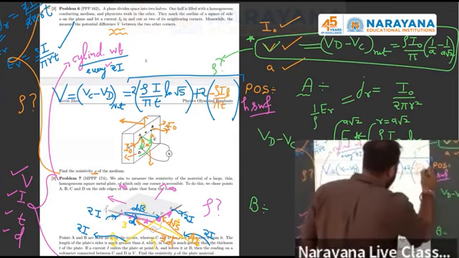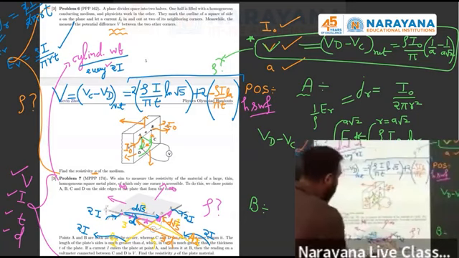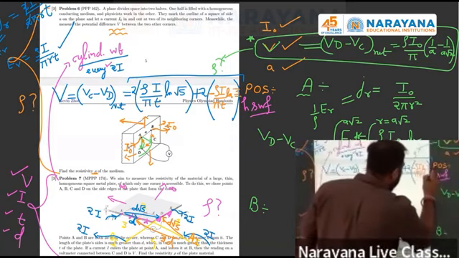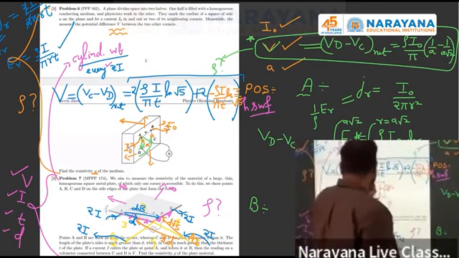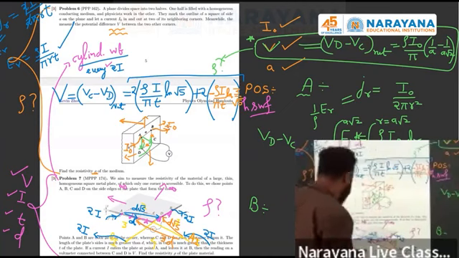It is ln of, try to understand, this is d root 5, this is 3. So ln of 3 by root 5. And the last term, minus, because I have to take VC minus VD, is the BI term.